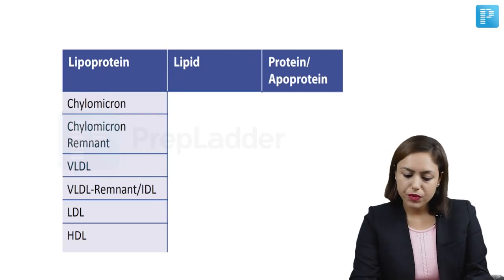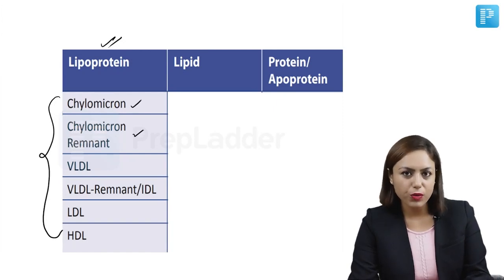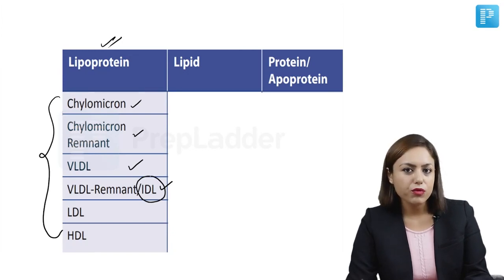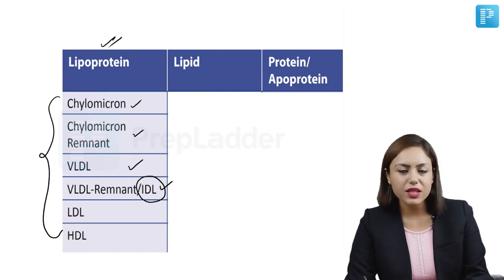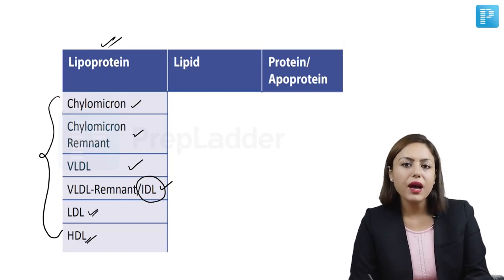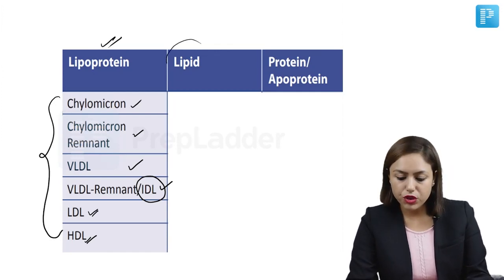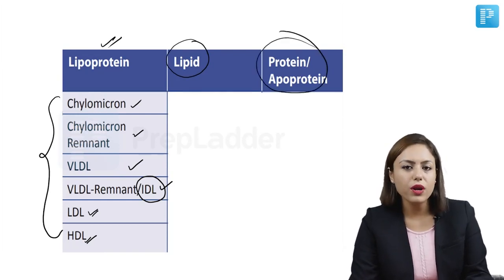Now we will do this table of lipoproteins. There are these 6 lipoproteins we will be doing in sequence: chylomicron, then its remnant, chylomicron remnant, then VLDL, then its remnant, VLDL remnant, which is also called IDL. IDL full form is intermediate density lipoprotein. VLDL is very low density lipoprotein. Then LDL, low density lipoprotein. HDL, high density lipoprotein. Right? So we have to learn which lipid is present in which lipoprotein and which protein is present. Right? Protein is also called apoprotein.